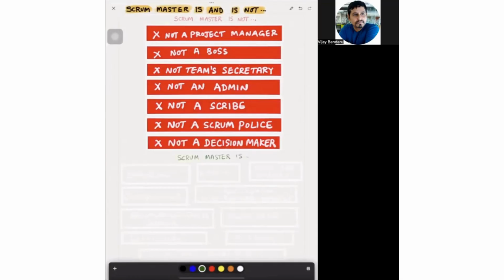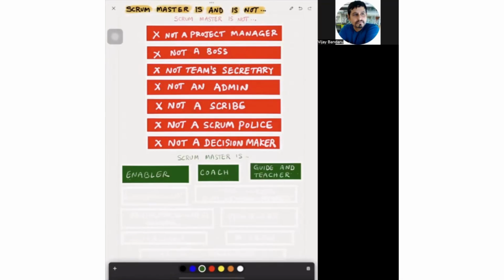So Scrum Master is an enabler. That means he empowers people. It could be developers, the product owner, or any other people. He's an enabler. And he's a coach who helps people understand the root cause of a problem by asking powerful questions, and helps people improve their performance and productivity by having coaching conversations.